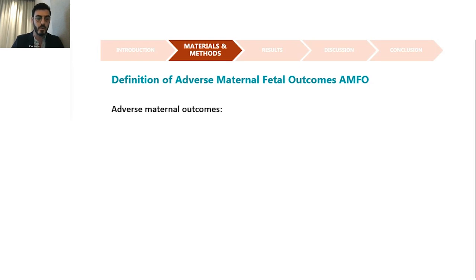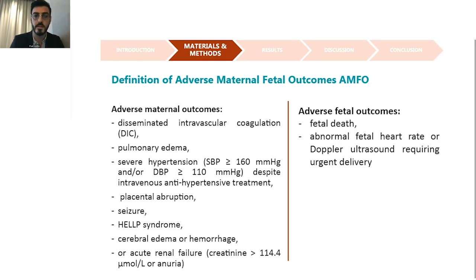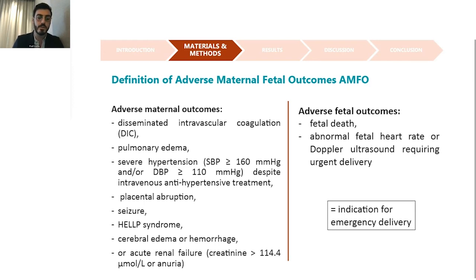Adverse maternal outcomes were defined as the presence of disseminated intravascular coagulation, pulmonary edema, severe hypertension, placental abruption, seizure, HELLP syndrome, cerebral edema or hemorrhage, or acute renal failure. Adverse fetal outcomes were defined as fetal death or abnormal fetal heart rate or Doppler ultrasound requiring urgent delivery. These criteria, previously studied, represent the usual indication for an iatrogenic delivery in the case of early onset preeclampsia with an attempted expectant management, as it is recommended in international guidelines.